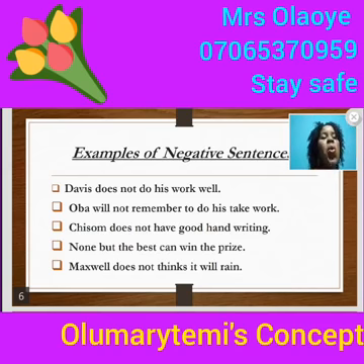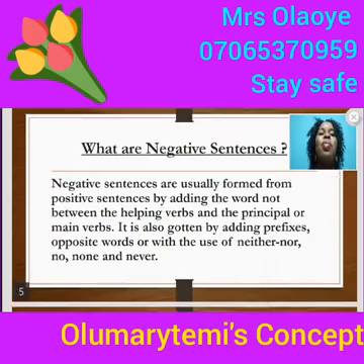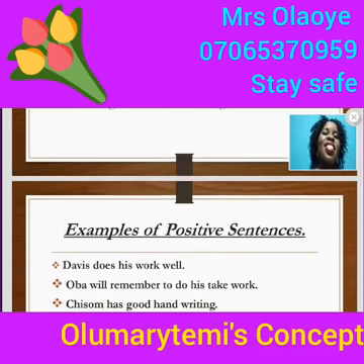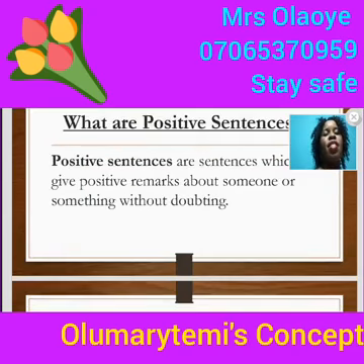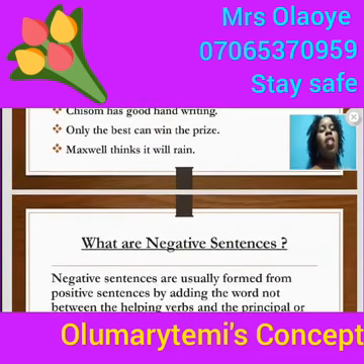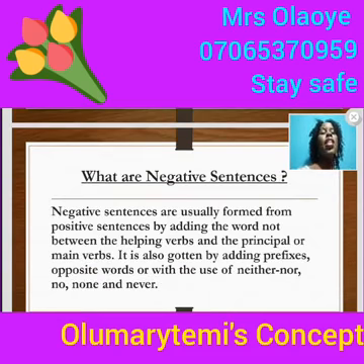So let's quickly have a recap before we call it a day. Now, the topic, don't forget, is what? Positive sentences and negative sentences. We looked at positive sentences, which give a positive remark about someone or something without doubting. It doesn't make people doubt you. And we looked at negative sentences, that they are usually formed from the positive one, either by adding the word not between a helping verb and the principal or main verb, or by adding a prefix, opposite words, or with the use of neither, no, none, and never.